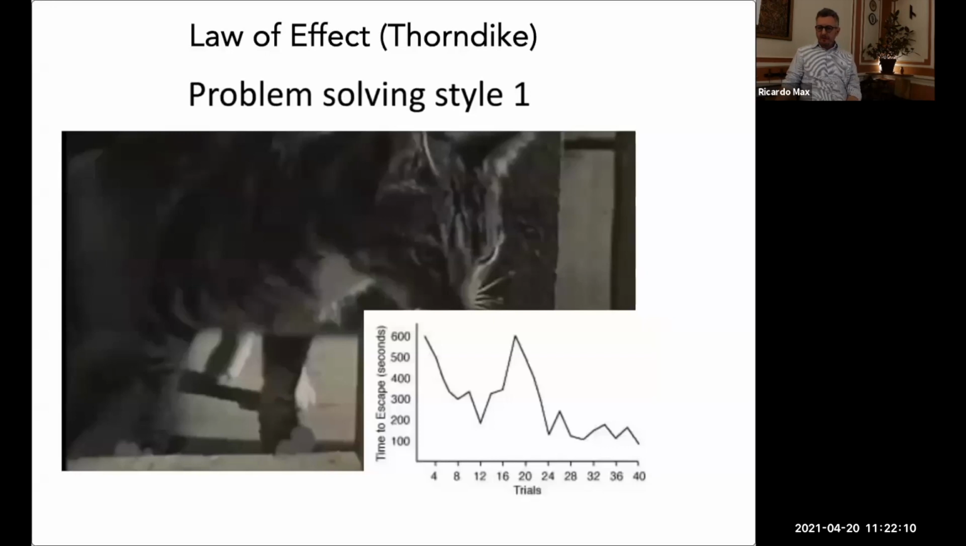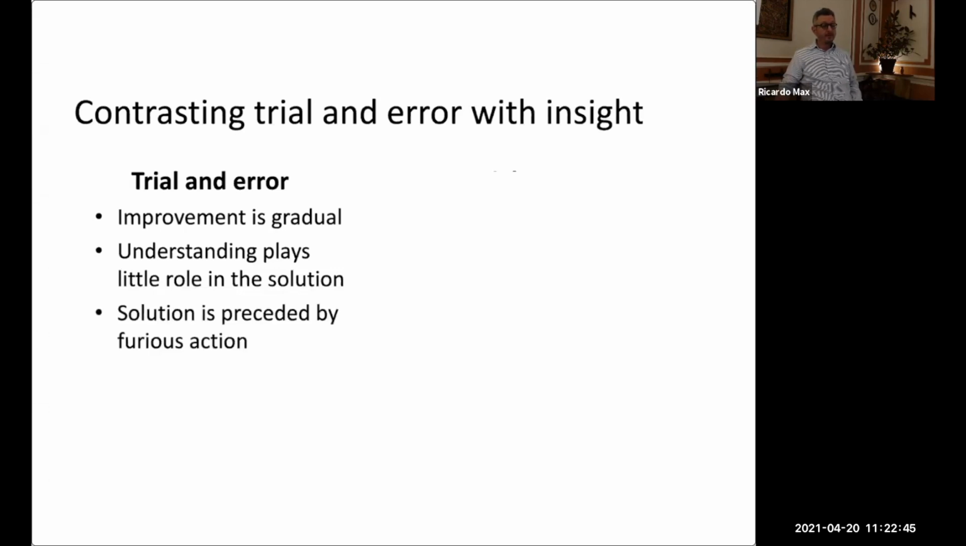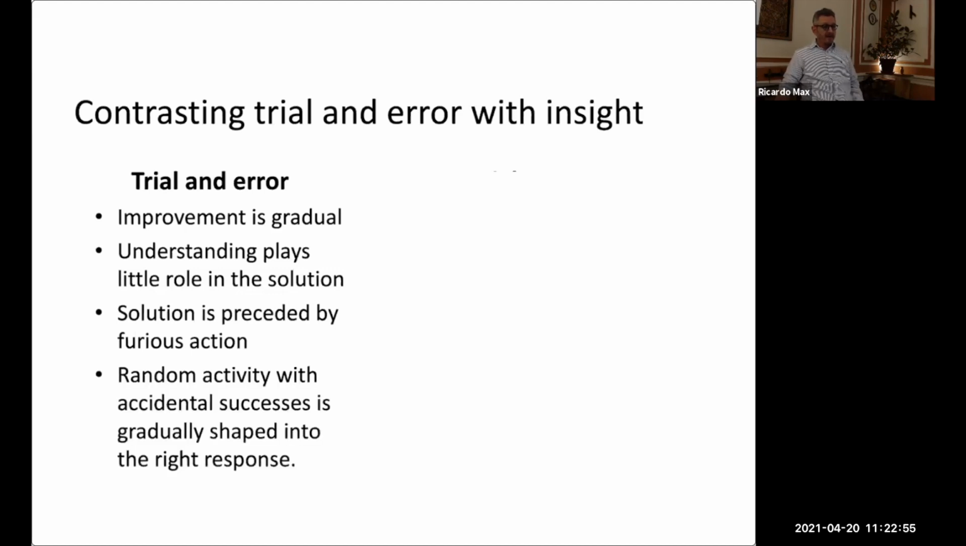So this kind of problem solving has been traditionally defined as problem solving without insights, which I find a little bit... I'll talk about it soon. So trial and error problem solving. Improvement is gradual. There is no understanding about the solution. The solution is preceded by furious action, observable action, random action, like the cat tries everything. And the solution is accidental.